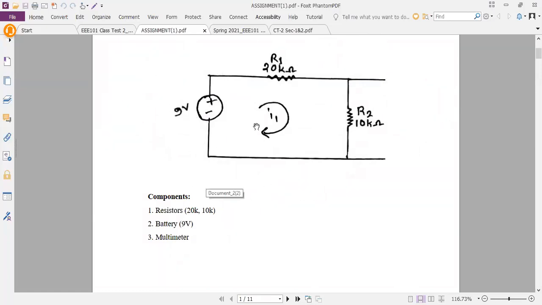Now you have to do it on the breadboard, on the project board. Project board is a breadboard. Have you heard the name breadboard? Breadboard is what? In the morning you eat bread. No, sir. Okay. You know that project board.